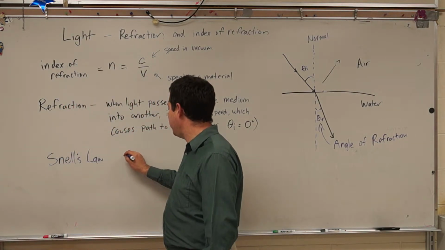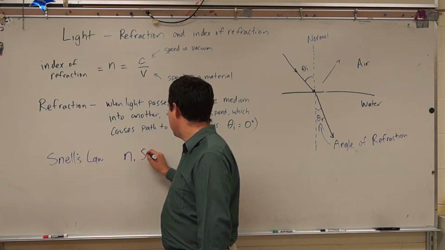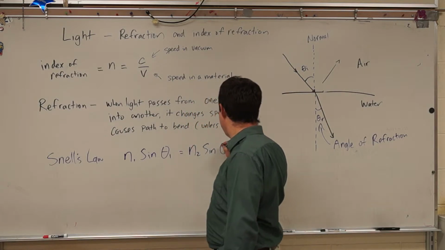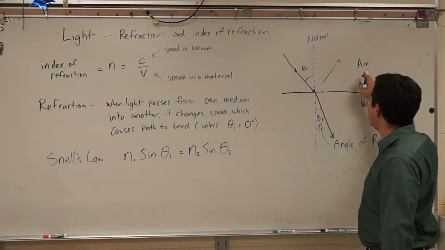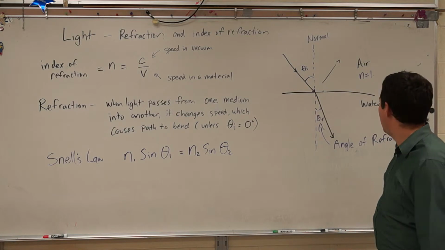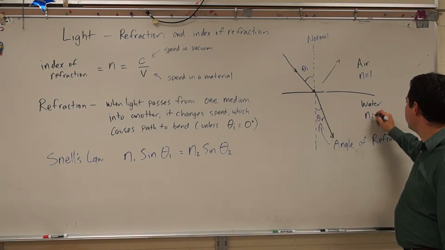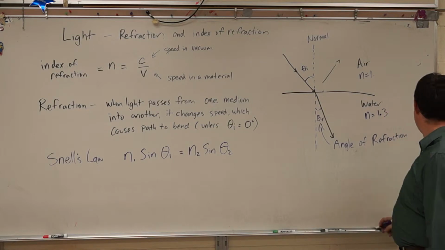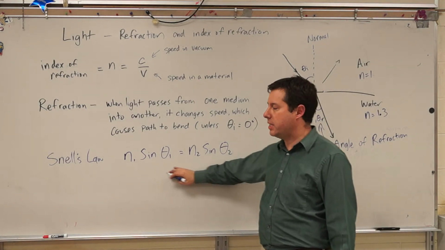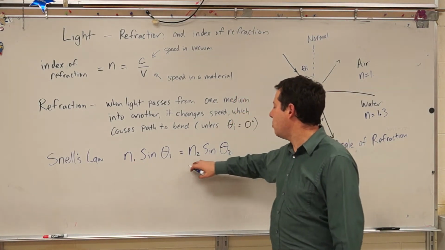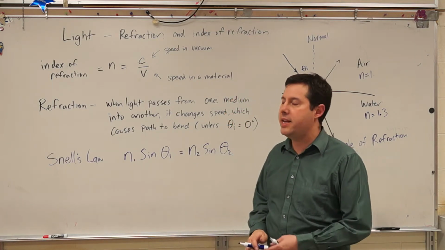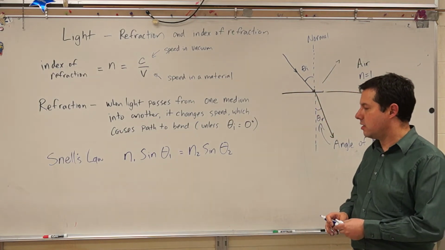And Snell's law is pretty simple. It says n1 sine theta 1 equals n2 sine theta 2. Meaning, if you look at the index of refraction for air, which is about 1, and you look at the index of refraction for water, which is about 1.3, then you can use this relationship to figure out what the angles will be, because you know that n1 sine theta 1 equals n2 sine theta 2. So there's a relationship here, and it makes it really easy to calculate stuff.